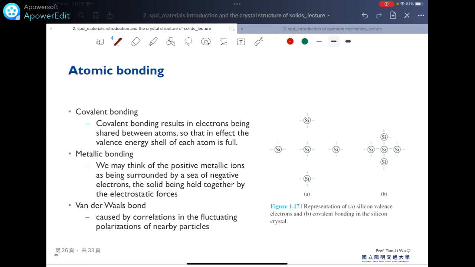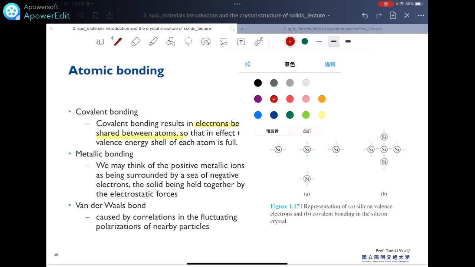And the next one is related to covalent bonding. Covalent bonding results in the electrons being shared between the atoms. It's an electron share between the atoms, so the valence energy shell of each atom is full. The covalent bonding is the one that we are most interested in, because in the case of a semiconductor, most of the time we are discussing covalent bonding, which is 共价键.